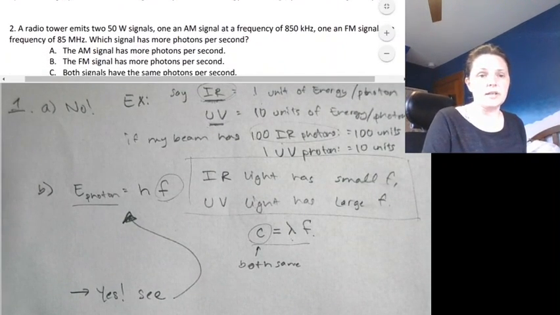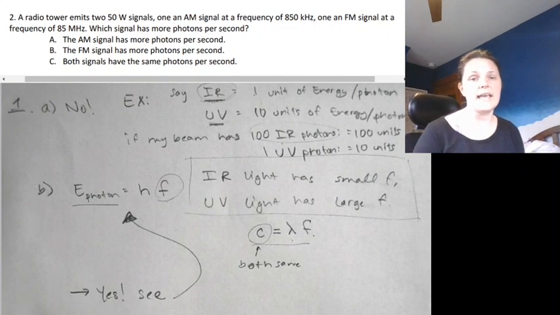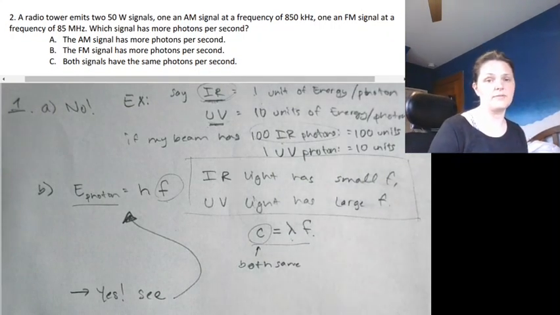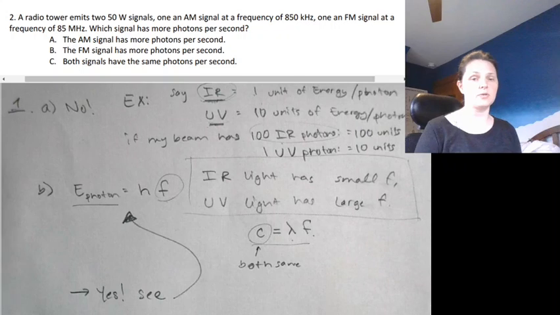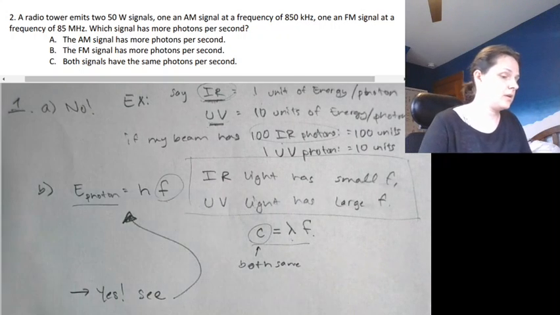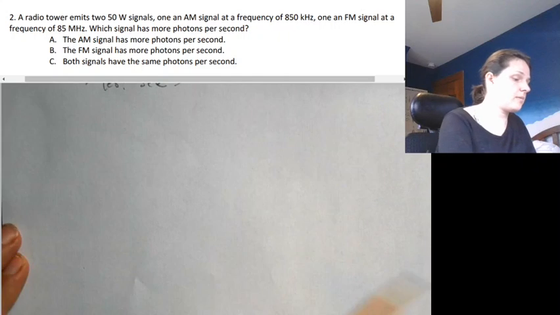The second question: a radio tower emits two 50-watt signals. One is an AM signal at a frequency of 850 kilohertz, and one is an FM signal at a frequency of 85 megahertz. Which signal has more photons per second? This is going to be a more numerical example of what we just did in the first problem.